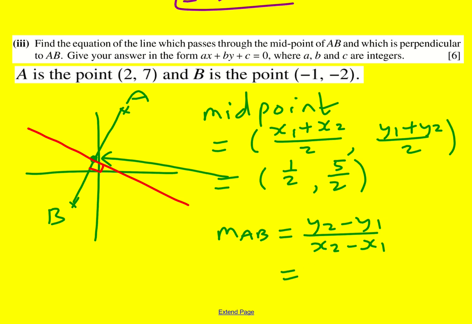Okay, let's not rush. This is very easy to make sign errors. So I'm going to choose y2 to be 7. So it's 7 minus minus 2. And then to be consistent, my x2 has to be 2. 2 minus minus 1. I did it because then I'm expecting to get a positive on the top. And I do indeed. I get 9 over 3, which is just simply 3.